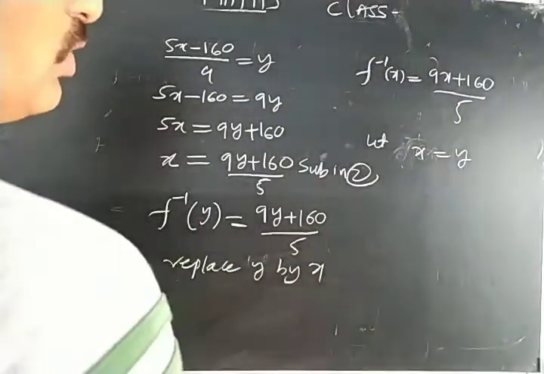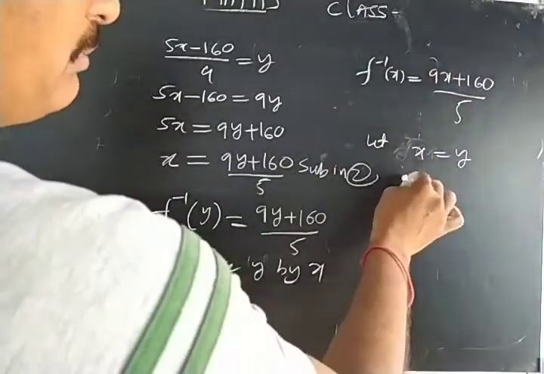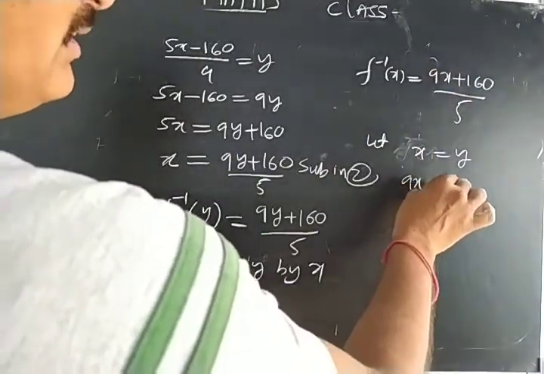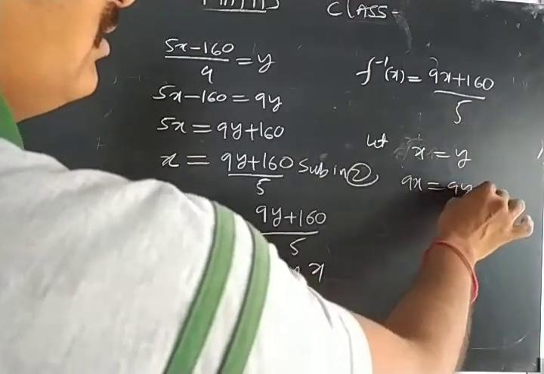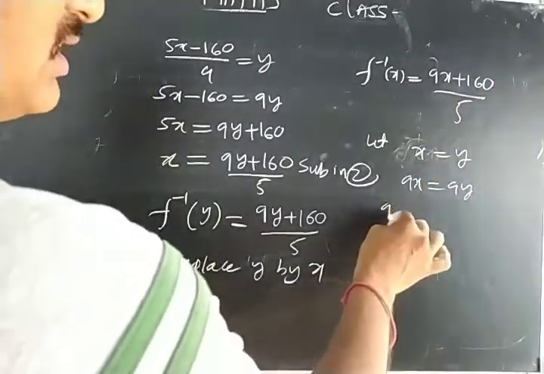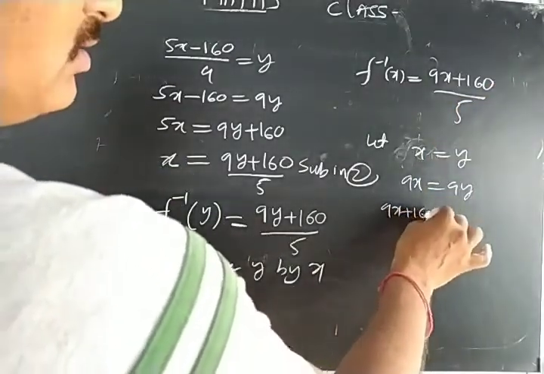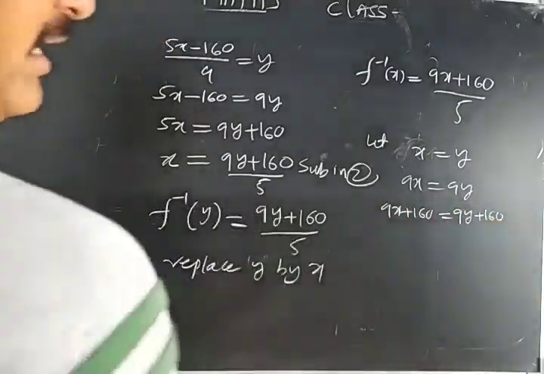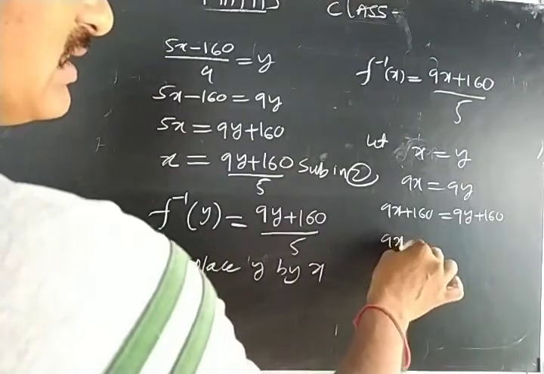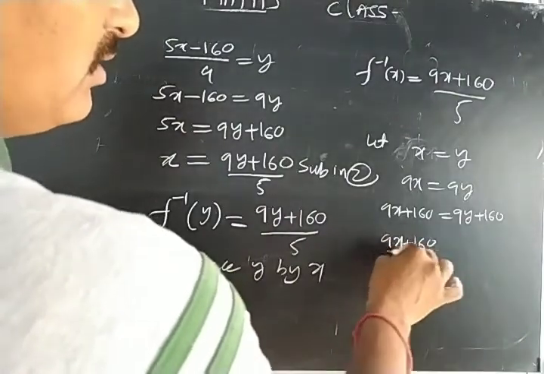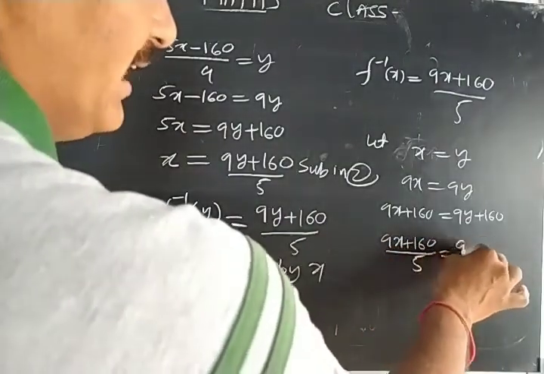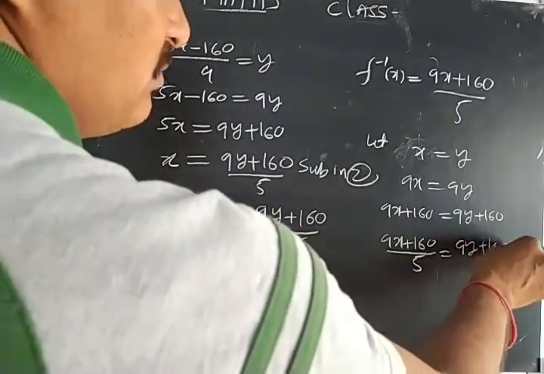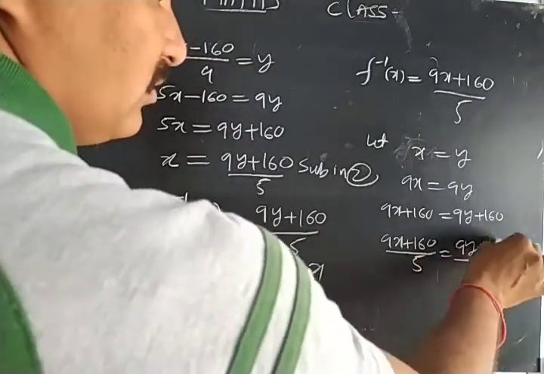Now I am taking x equal to y. I need this definition, so I am multiplying by 9 on both sides. 9x is equal to 9y. I am adding 160 on both sides. 9x plus 160 is equal to 9y plus 160, and I am dividing by 5 on both sides. 9x plus 160 by 5, right hand side 9y plus 160 by 5.